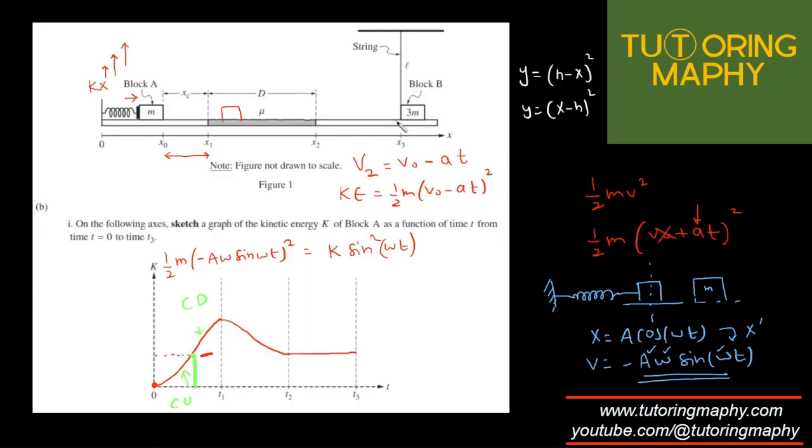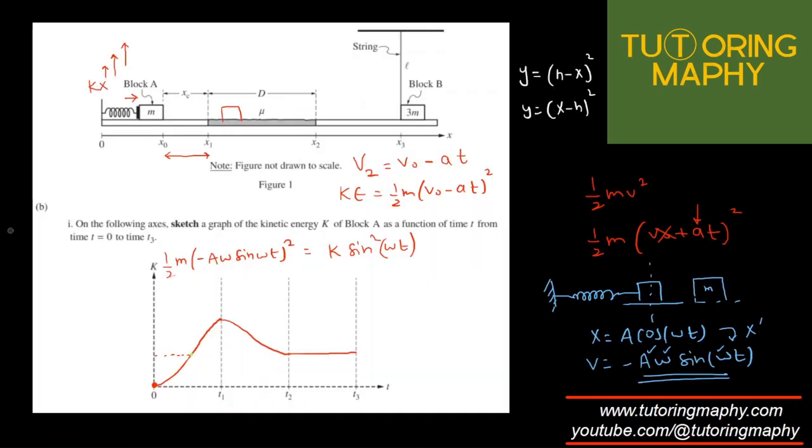Right, let's talk about the second question. Here we are asked to use principles of work and energy to justify the graph drawn in part B1 for the time interval 0 to T1 and explicitly reference features of the shape of the graph. So they are actually asking us to justify it using work and energy.